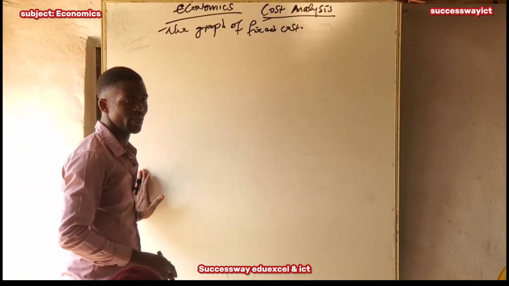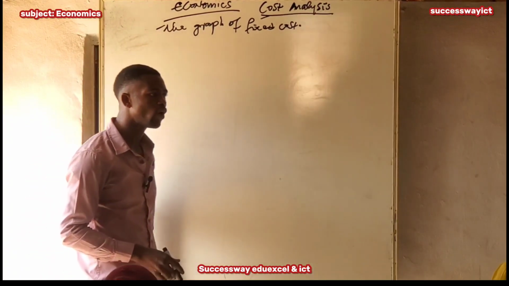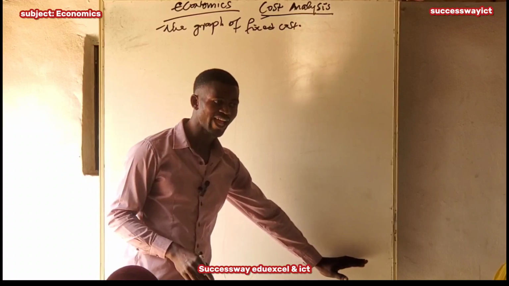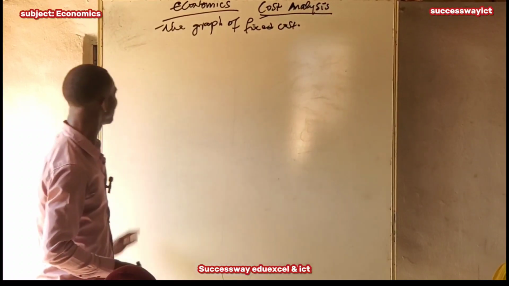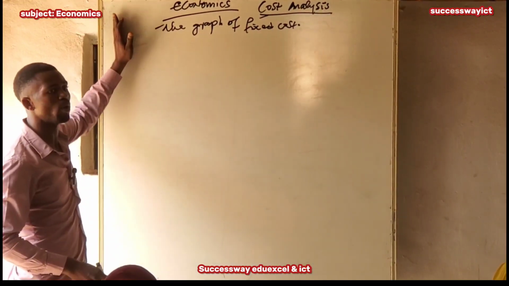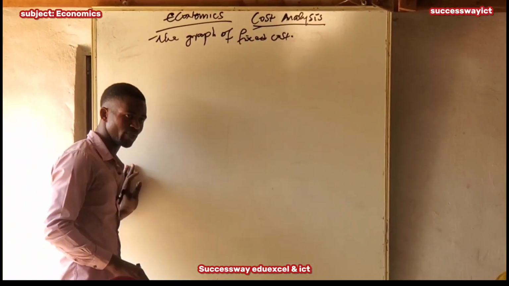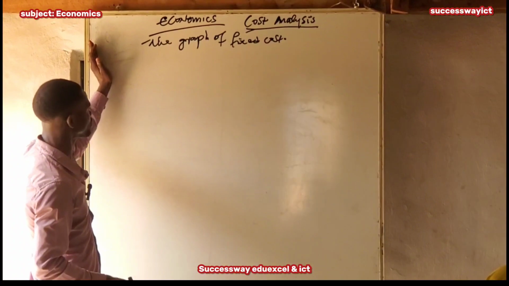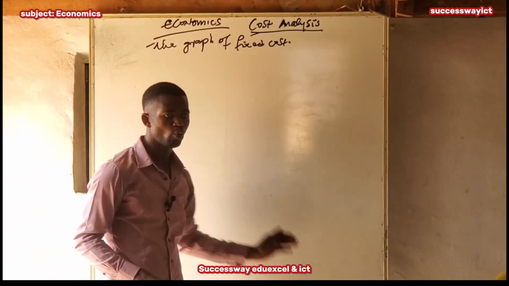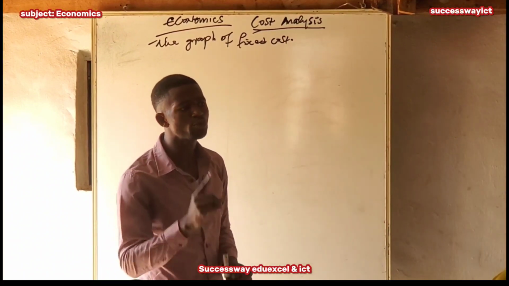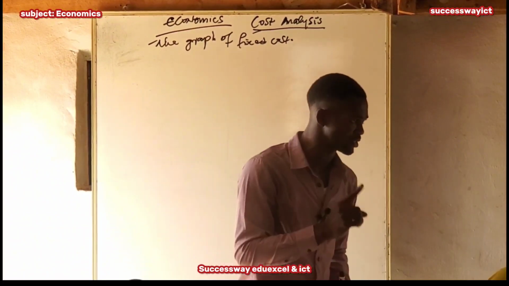Exactly. I repeat, the quantity or the unit will be on the horizontal axis, which is the x-axis, while the cost or the fixed cost will be on the vertical or the y-axis. That's why I say the graph of fixed cost against the quantity: Y against X. Number one thing you must do is choose your appropriate unit.